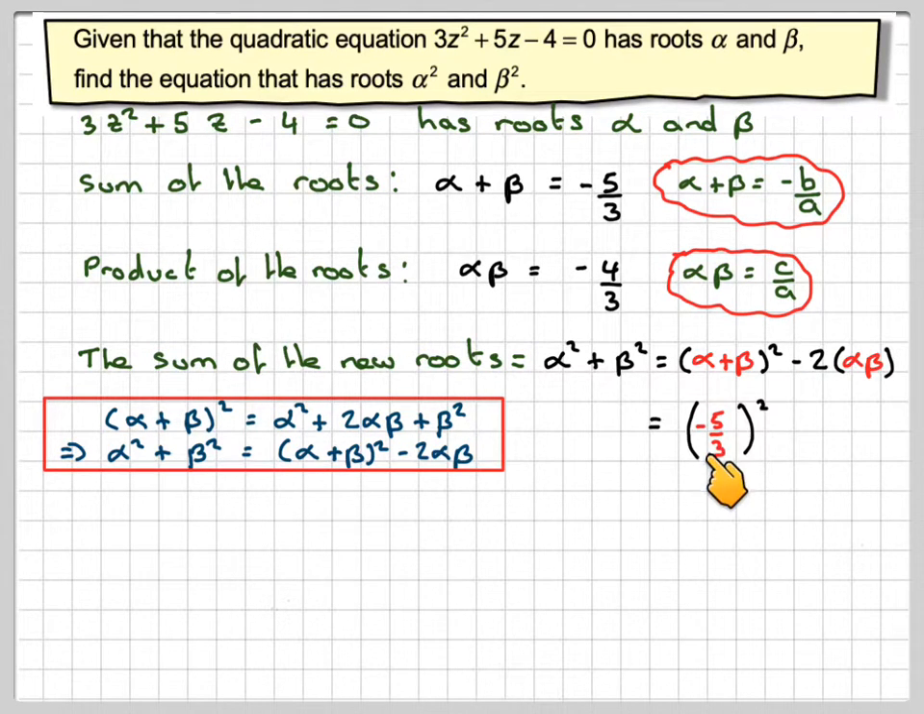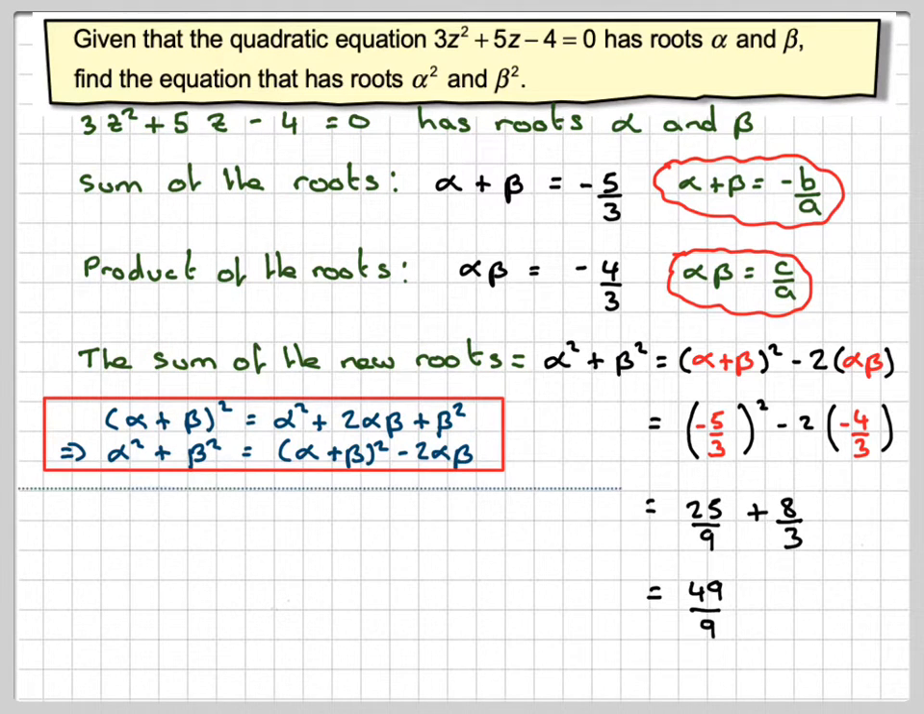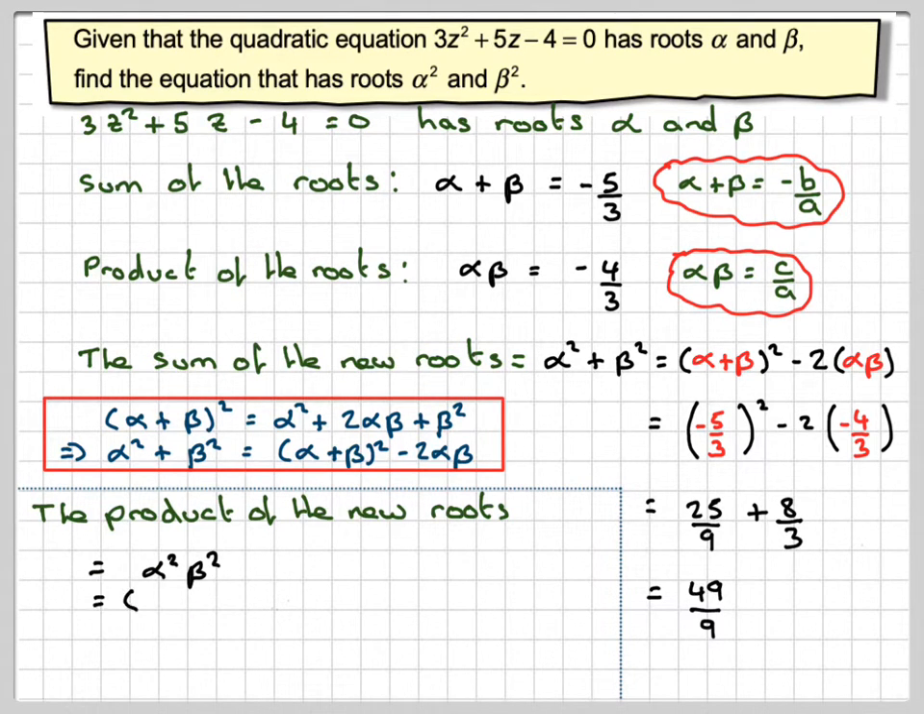So it's going to be minus 5 over 3 squared minus 2 times minus 4 over 3. So that's going to give me 25 over 9 plus 8 over 3. 3 eights are 24. 24 plus 25 makes 49 over 9 with a common denominator. The product of the roots, so this is a little tactic that you should try to remember with this type where you've got alpha squared and beta squared. The product of the new roots will be alpha squared times beta squared, which you can write as alpha beta all squared. So it just means I need to take this one, minus 4 over 3, and square it, which is going to give me 16 over 9.